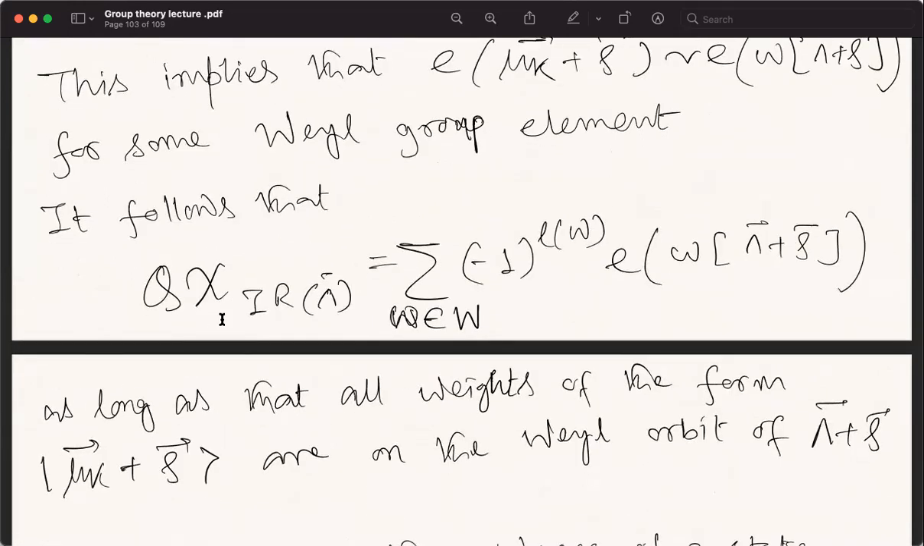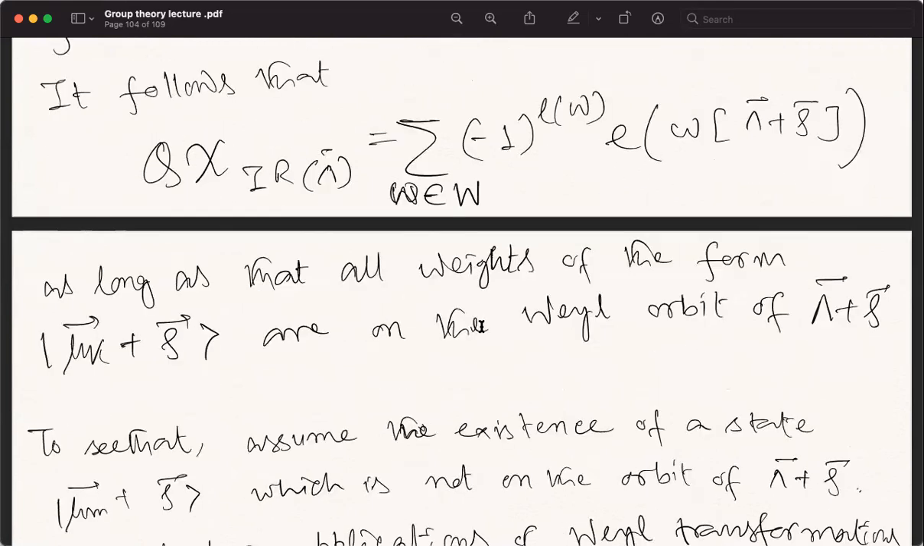So it follows that Q chi irreducible equals the sum of minus 1 to the power l of omega times e to the omega of lambda plus rho, as long as all weights of the form mu k plus rho are on the Weyl orbit of lambda plus rho. That's when it will be true, right?